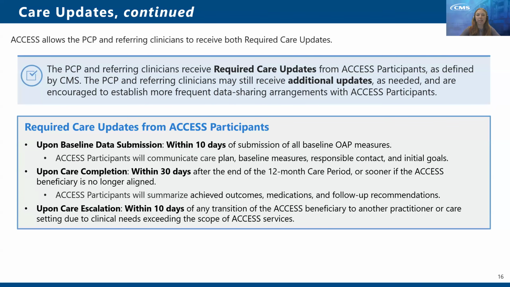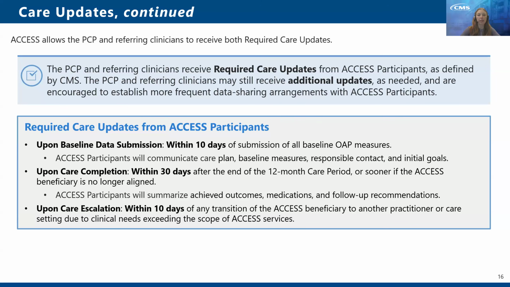Access enables the PCP and referring clinicians to receive required care updates from the Access participants. The PCP and referring clinicians also have the option to receive additional updates as needed and are encouraged to establish more frequent data sharing arrangements with Access participants. But at a minimum, Access participants will share updates at key points of care with PCPs and referring clinicians during the following timeframes. One, within 10 days of submission of all baseline OAP measures. So Access participants will communicate the care plan, baseline measures, responsible contact, and the initial care goals.